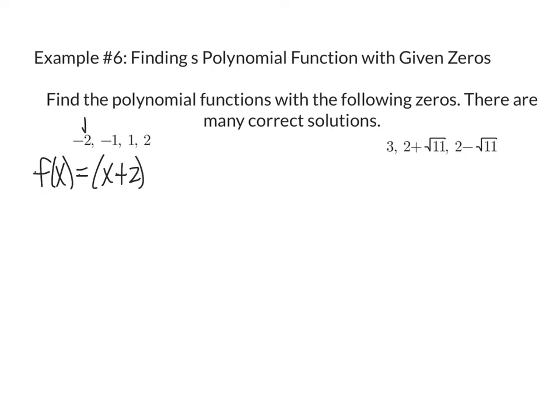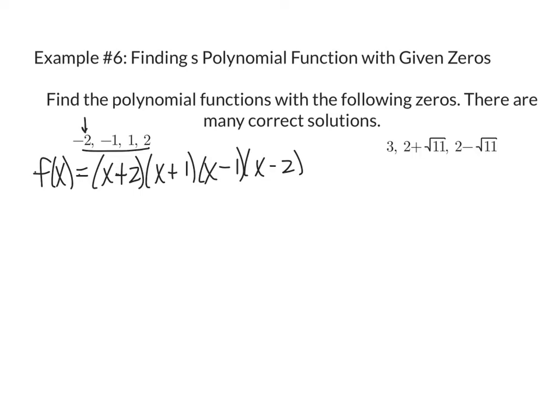Remember, because for a zero, it's opposite of what we think. So we need to start with x plus 2. The next one is x plus 1, then x minus 1, and then x minus 2, because what you have at the top are the answers, and these are the factors that they came from if we set them equal to 0.